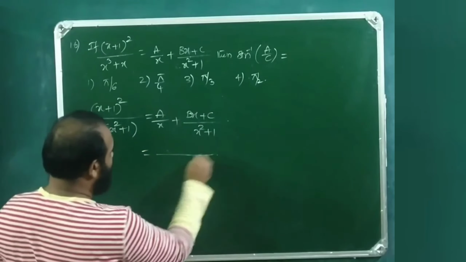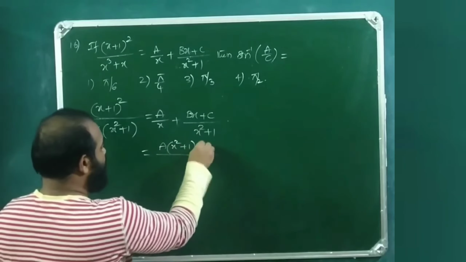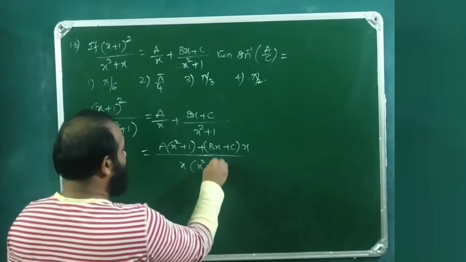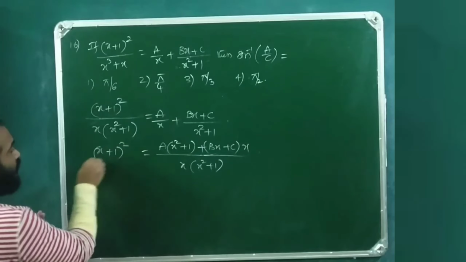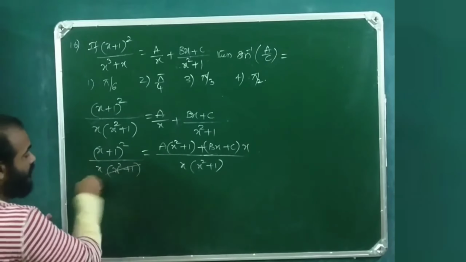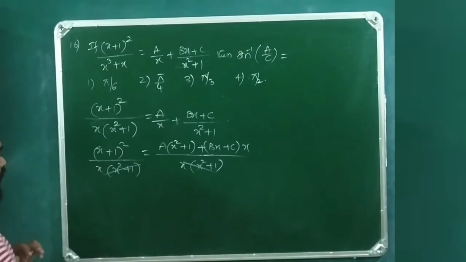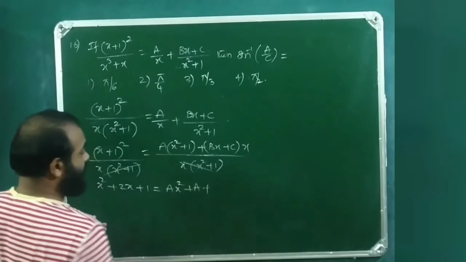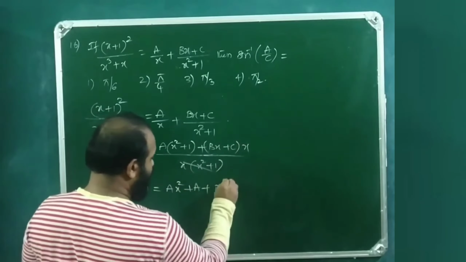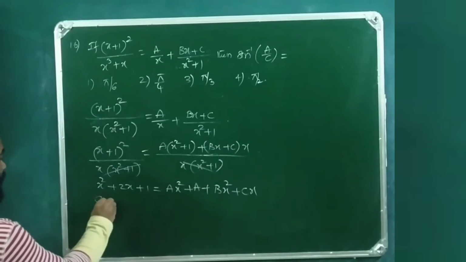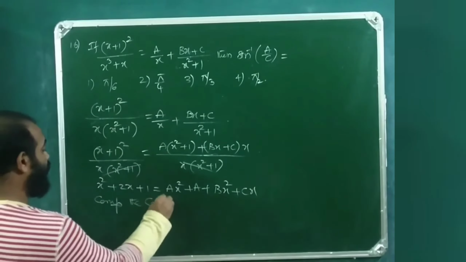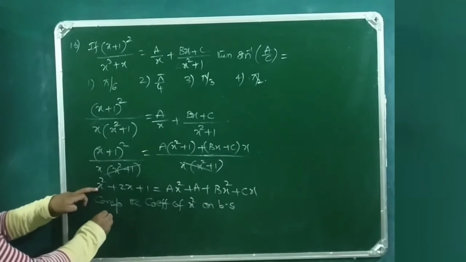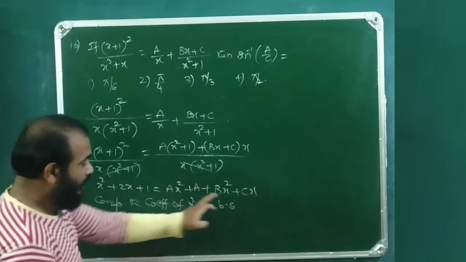So this is a into (x square plus 1) plus (bx plus c) into x, by x into (x square plus 1), is equal to (x plus 1) whole square by x into (x square plus 1), cancelled. Now this is x square plus 2x plus 1 is equal to ax square plus a plus bx square plus cx. Now comparing the coefficients of x square on both sides. So x square coefficient in the LHS is 1. So here a plus b.